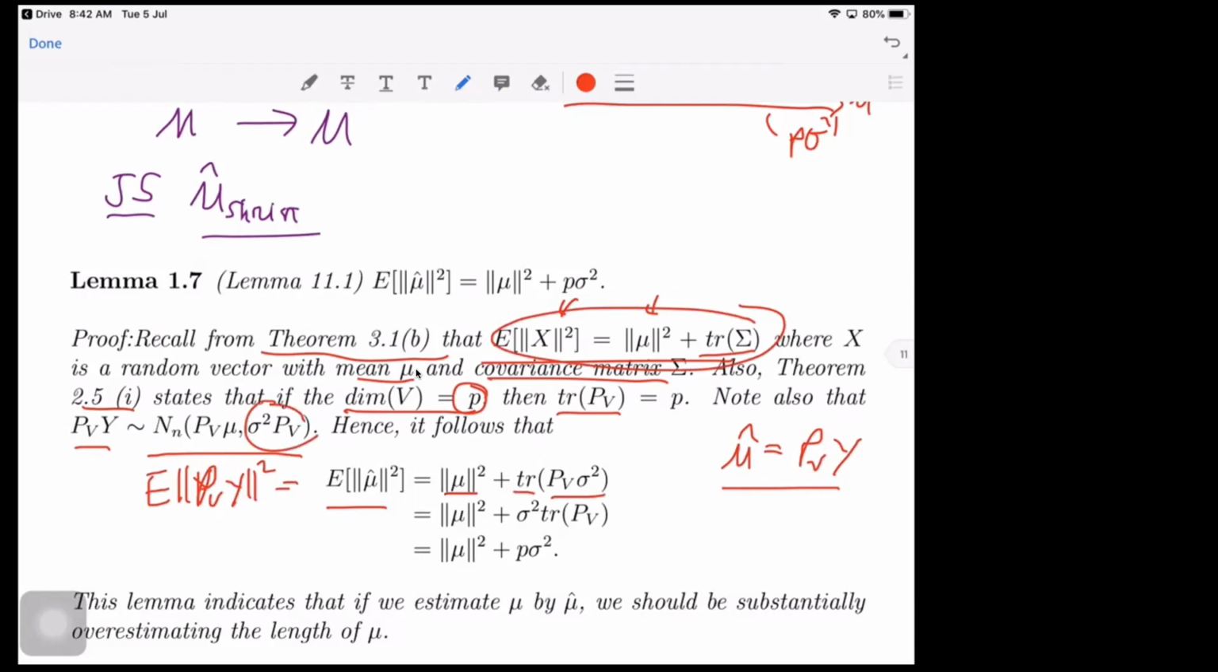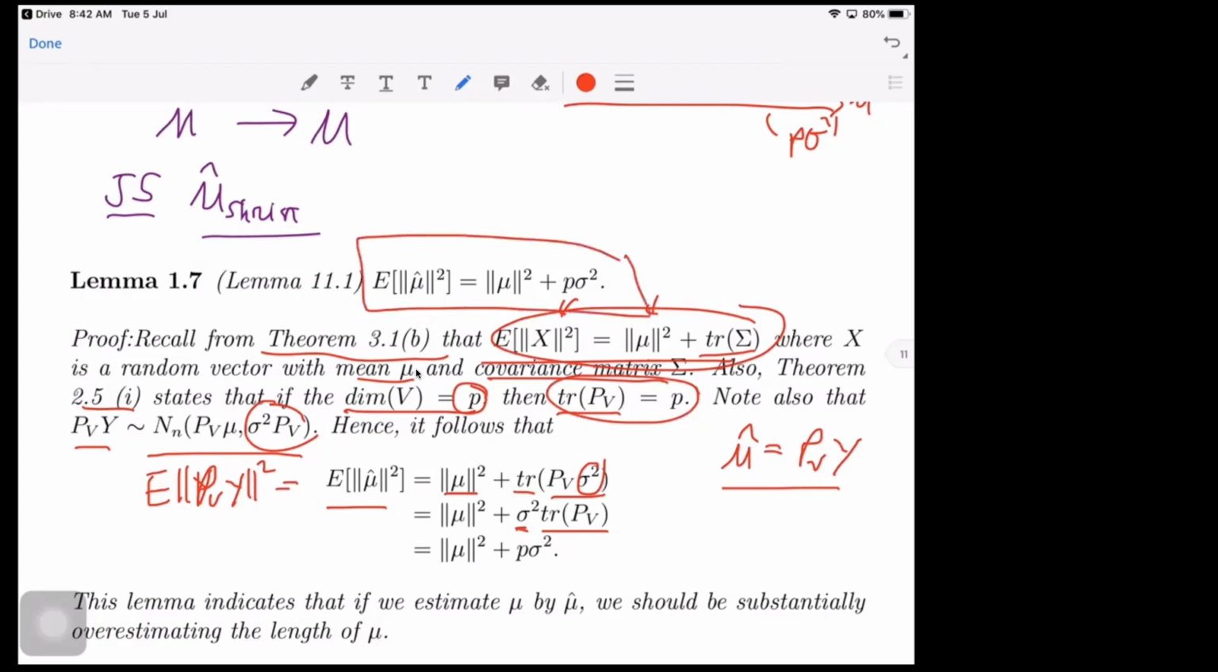But sigma squared is a constant with respect to PB, so you can take it out and then just take the trace of PB. But the trace of PB is equal to P, which follows the dimension of RB. So we have proven this lemma.